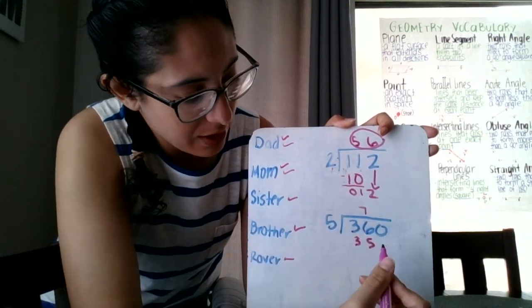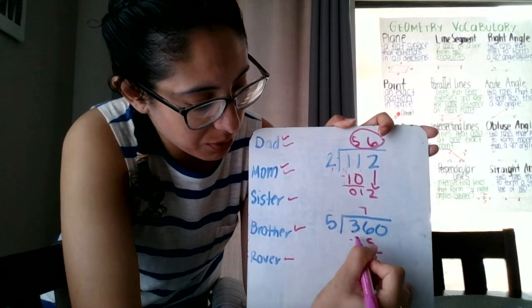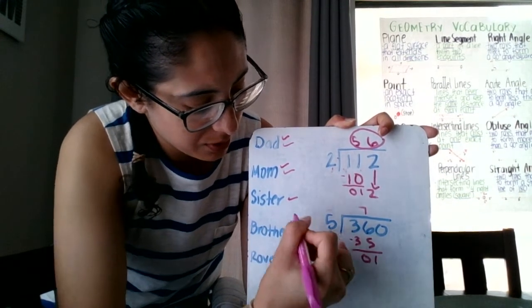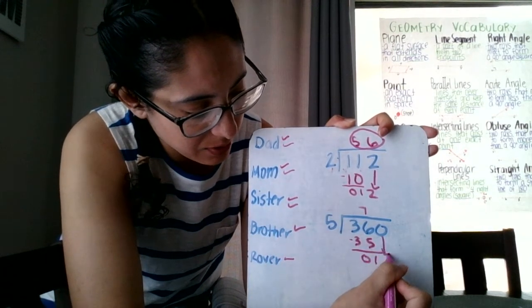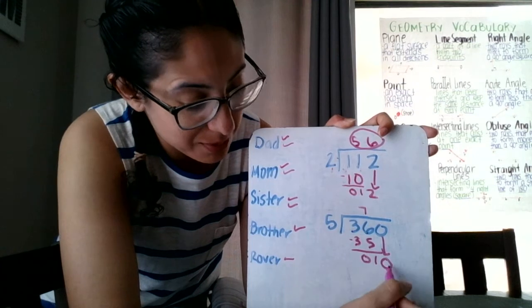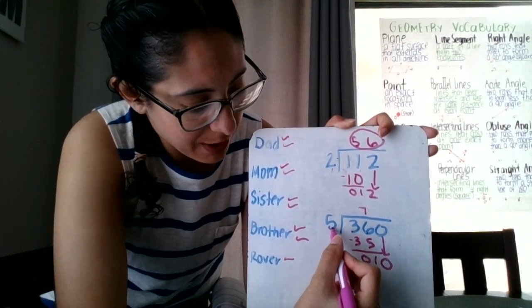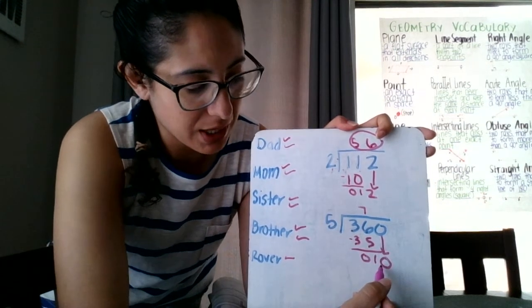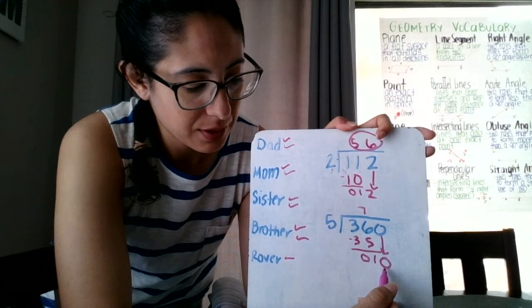And now I'm going to subtract. 6 minus 5 is 1. 3 minus 3 is 0. And then I'm going to bring down my 0 to make 10. Now I get to repeat. 5 goes into 10 how many times? How many groups of 5 go into 10?